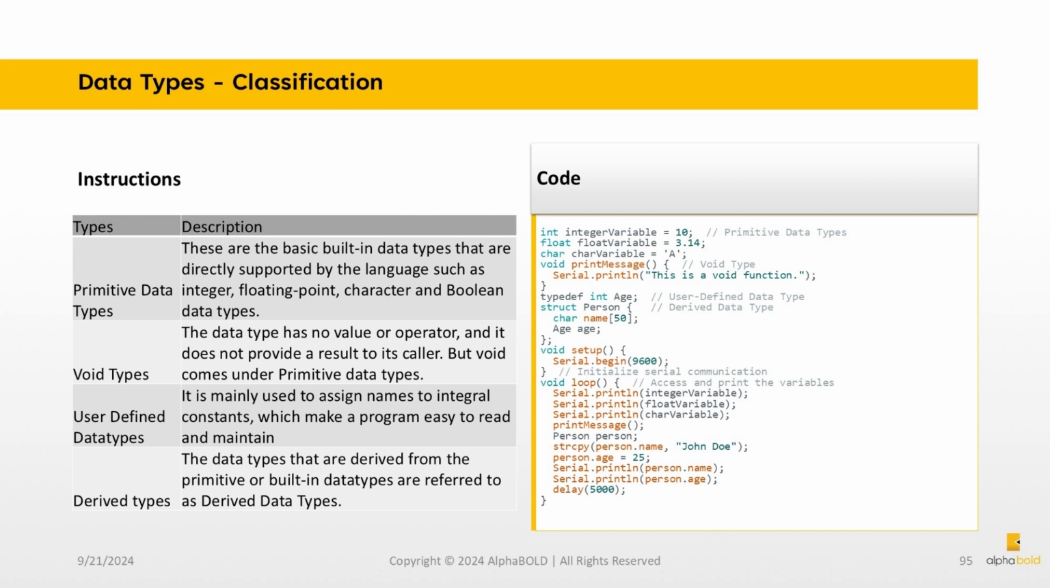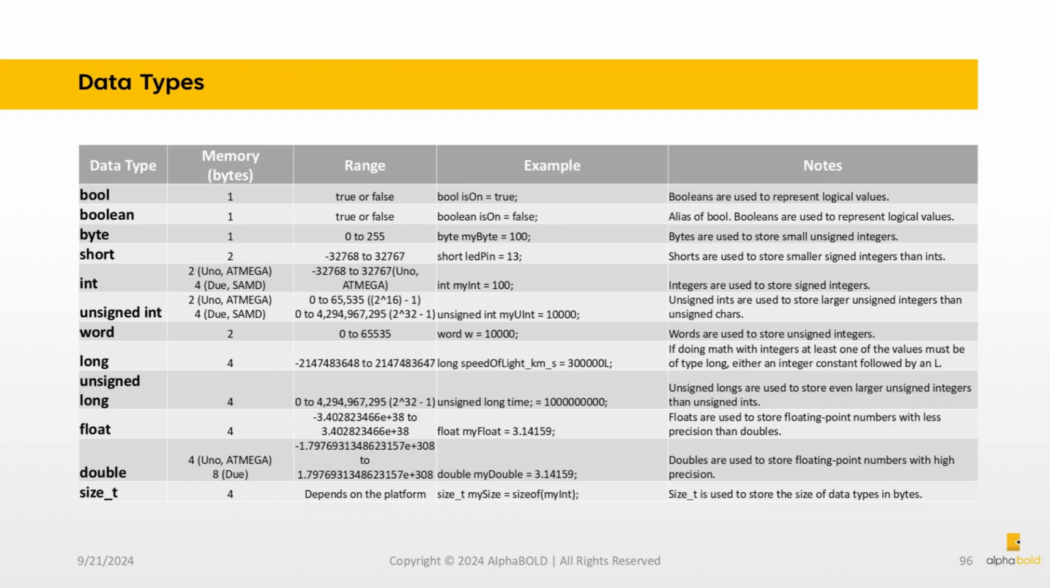User-defined data types. It is mainly used to assign names to integral constants, which make a program easy to read and maintain. Derived types. The data types that are derived from the primitive or built-in data types are referred to as derived data types. Boolean. Bool represents logical values, either true or false. Byte stores small unsigned integers from 0 to 255.